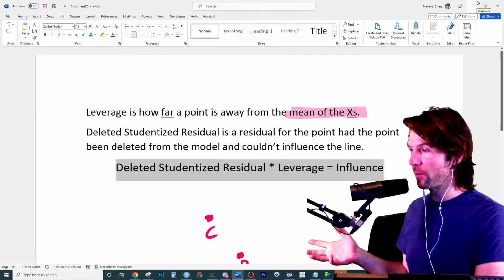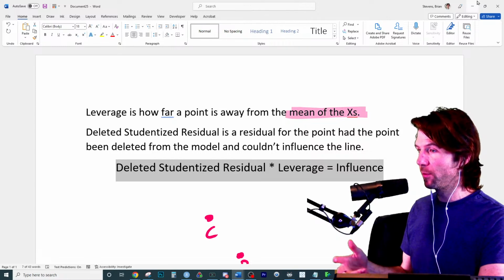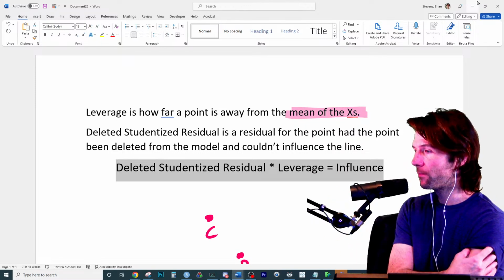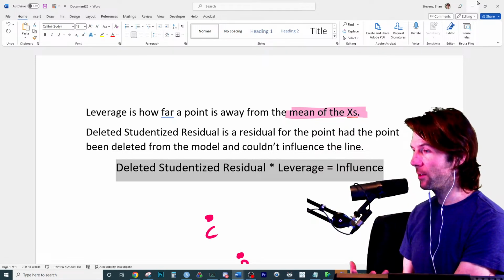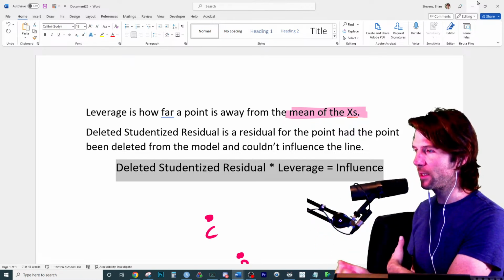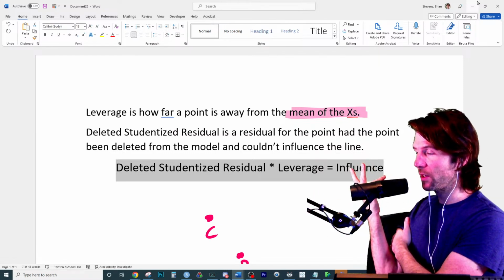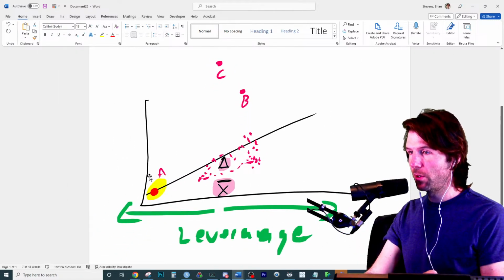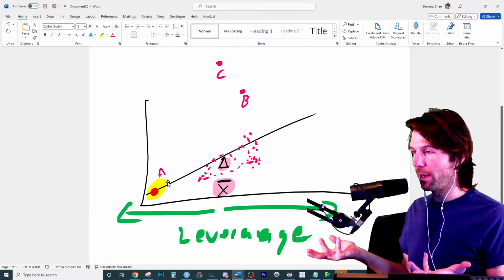So if leverage is 0, influence is going to be what? This is not the real math, but it makes sense conceptually. If leverage is 0, influence is 0. If deleted studentized residual is 0, influence is what? Does that make sense, Peyton, seeing it this way? If either of those are 0, then influence is 0. So when you look at it conceptually down here, this has no deleted studentized residual, so it has no influence.